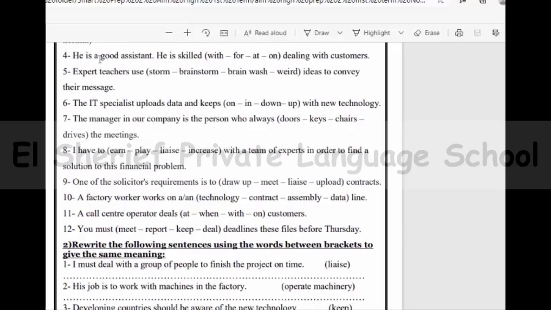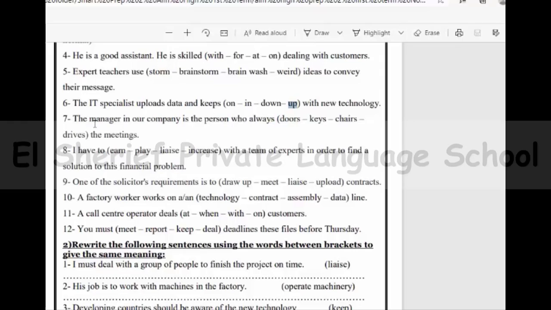Number 4. He is a good assistant. He is skilled dealing with customers. So skilled at dealing with customers. Number 5. Expert teachers use ideas to convey their message. So use brainstorm ideas. Number 6. The IT specialist uploads data and keeps with new technology. So keeps up with. So to keep up with something is to know the latest information about something.